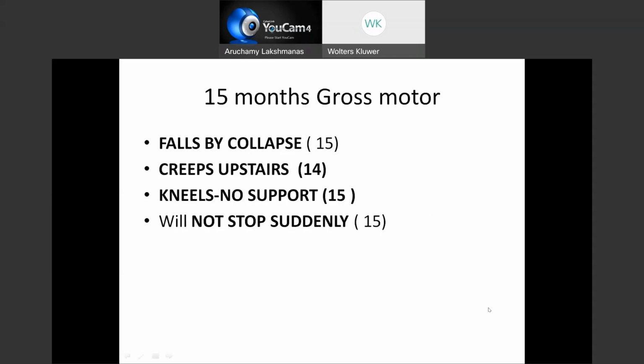And by 15 months. 15 months and 18 months are very important. At 15 months, it will fall by collapse, creeps upstairs, kneels with no support, and it cannot stop suddenly. When the child is walking, it cannot stop suddenly. So these are the points to remember.